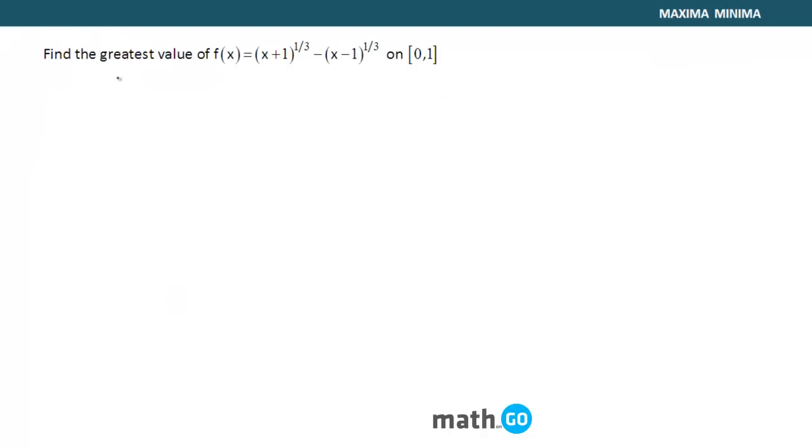Now let's take the next problem. Here you want to find the greatest value of the function, which is something like x plus 1 raised to power 1 by 3 minus of x minus 1 raised to power 1 by 3. Okay, so for greatest, again we will start with finding the derivatives. So if we start with the derivative, what will be the derivative? Yes, so 1 by 3 x plus 1 raised to power 2 by 3, and this will be what? Minus 1 by 3 x minus 1 raised to power 2 by 3.